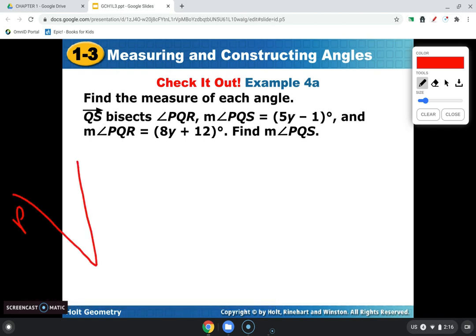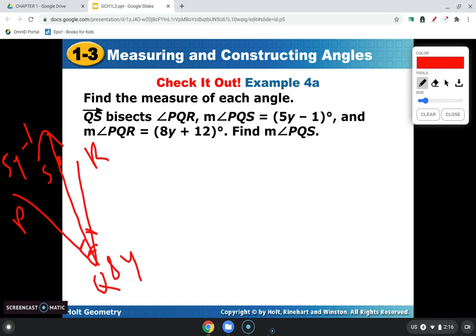So I've got PQR, and it says QS, so that's S, bisects it. So that means I know those two are the same. So PQS is 5y minus 1. And then PQR, so that's the whole thing. That's this whole angle out here, is 8y plus 12.